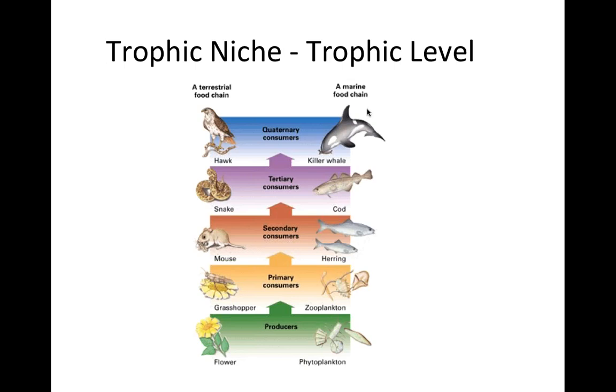So I'm going to talk quite a bit today about an organism's trophic niche, and essentially what I mean is the breadth and type and diversity of different things that it eats. And that can be made up of a number of different things. An organism's trophic niche is defined by a number of different things, and one of the main things is the trophic level the organism is feeding at.